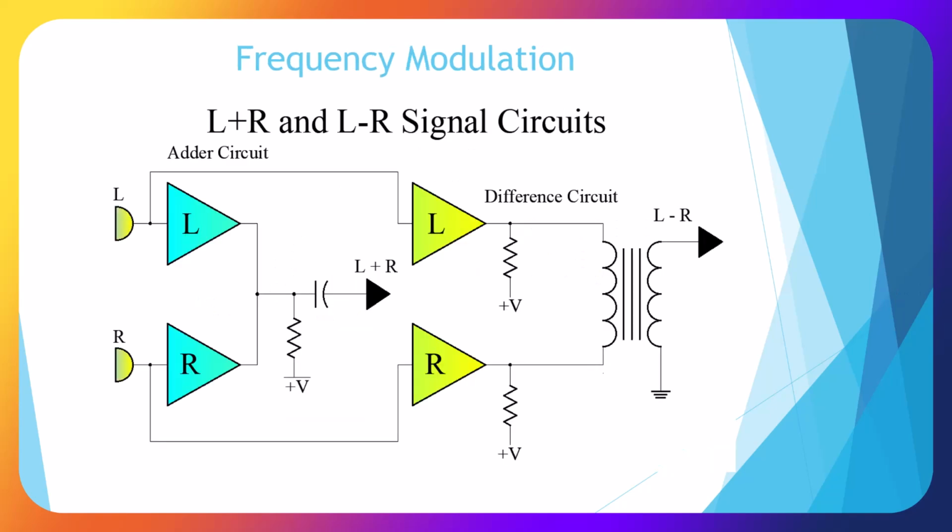Those transmitters and oscillators are for mono. This is how we create stereo circuits. So we have left and right inputs, and we have a different circuit. We output left plus right channels out of here, and we go through our difference circuit and we get left minus right. So we're going to combine those and get the stereo signal.